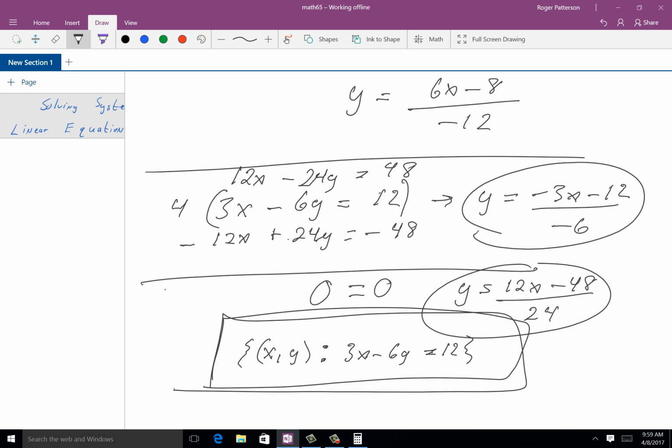Okay, so bottom line, you got one solution, no solutions, many solutions when you're doing these. So you got to check that out.